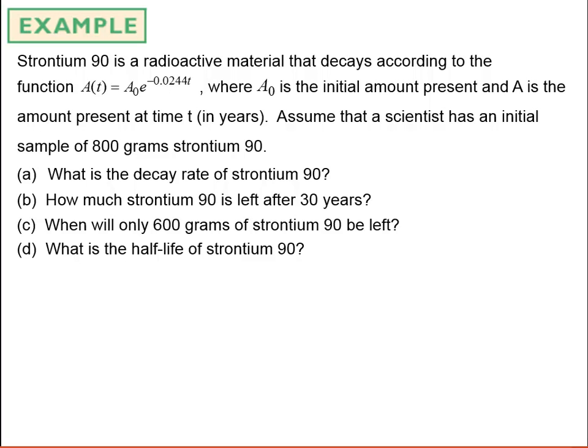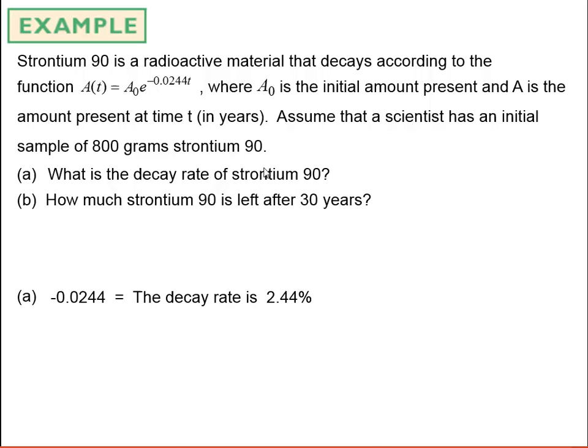Letter A says, what is the decay rate of strontium-90? So again, in our equation, this is the decay rate. We know it's decay because it's negative, and the rate is 0.0244. So we'd write that as a percentage. Say the decay rate is 2.44%.